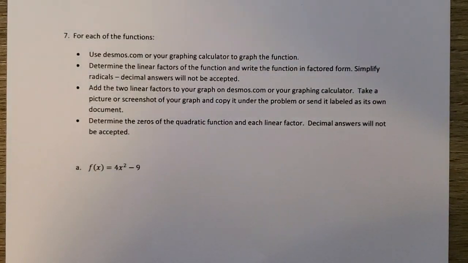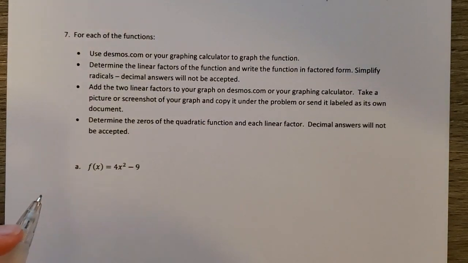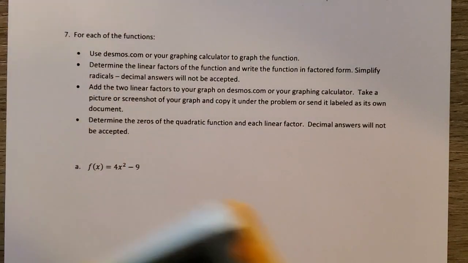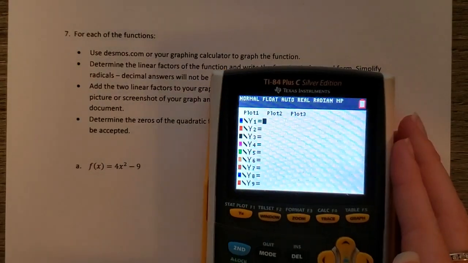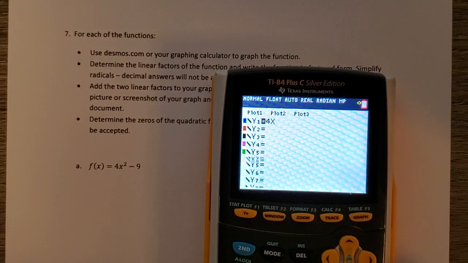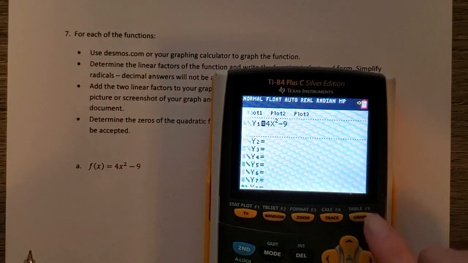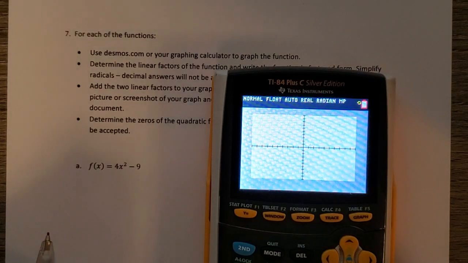So now for this section, for each of the functions, you're going to use Desmos or the graphing calculator, and you're going to graph the function. And then you're going to find the linear factors and find those values. So if we go on to Desmos or graphing calculator, see if I can get my graphing calculator battery to last long enough. And we go 4x squared minus 9. And we're going to graph that. And we get the parabola.